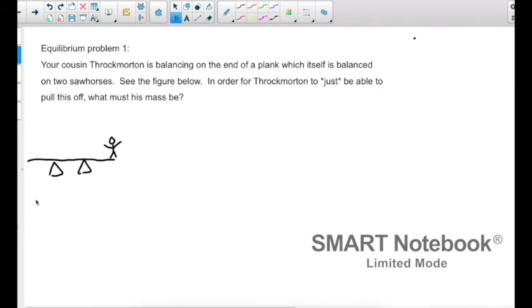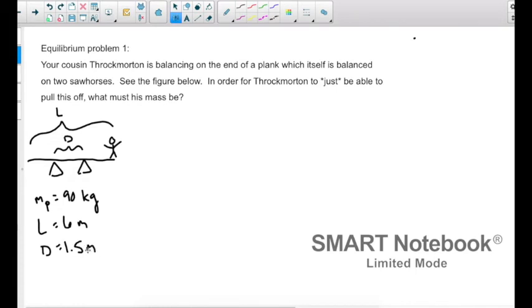Let's say that the mass of the plank is 90 kilograms, and it's a uniform plank. Let's say that the length of the plank is 6 meters. And let's say that these sawhorses are separated by a distance d, and let's make d 1.5 meters. I want to know, in order for Throcky to just be able to pull this off, to just be able to balance here at the end, what his mass needs to be.